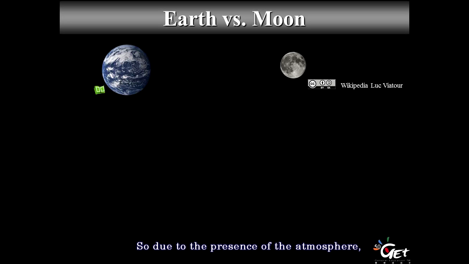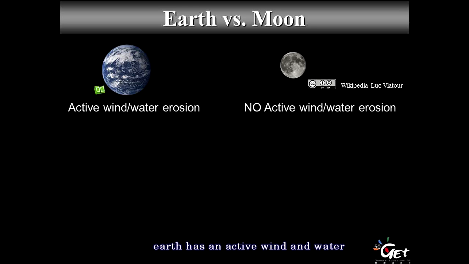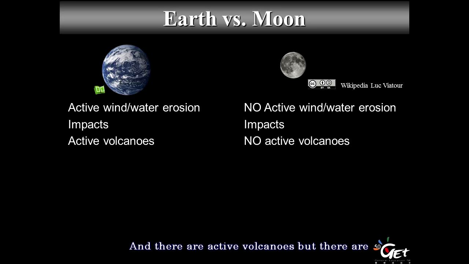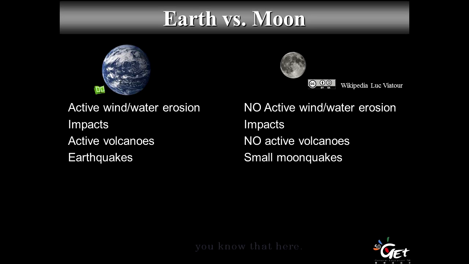Due to the presence of the atmosphere, Earth has active wind and water erosion, while of course the Moon has no atmosphere, so nothing happens. There are traces of impacts on both the Moon and Earth. There are active volcanoes on Earth, but no active volcano on the Moon anymore. You have earthquakes here, we know that. Actually, some moonquakes have been measured, so the Moon has seismic activity.